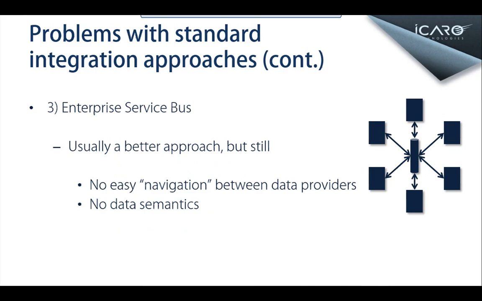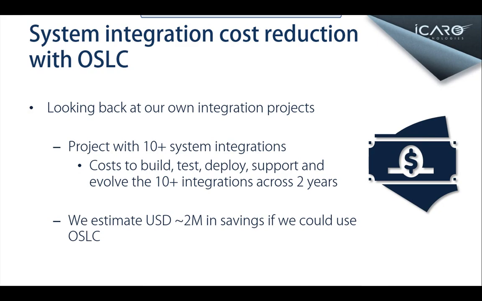Based on the story I just told you about the event this year, we started looking back at our own integration projects, and then we started doing some calculations. We took a project with more than 10 system integrations that we needed to build, test, deploy, provide support for, and evolve across 2 years. And we estimate that we could have saved about $2 million if we could have used OSLC during those 2 years with these 10 integrations. I'm going to write a blog entry showing the calculation so we can go into details about this type of cost savings.